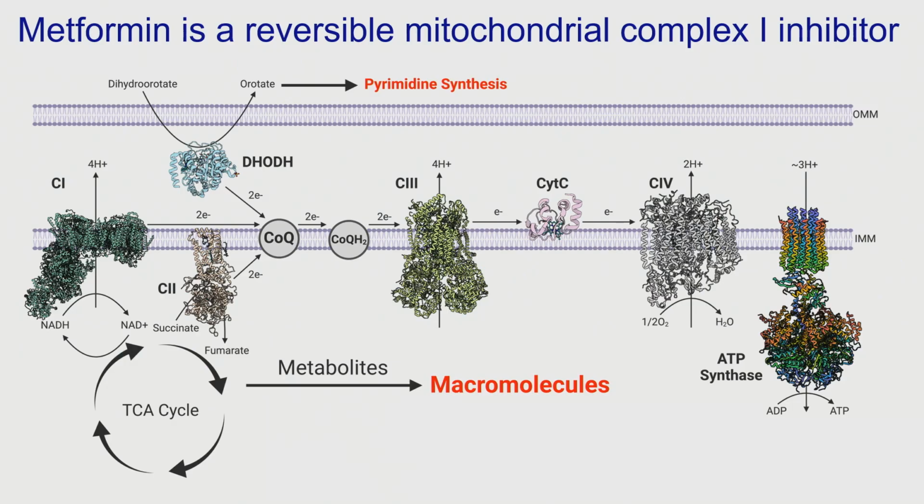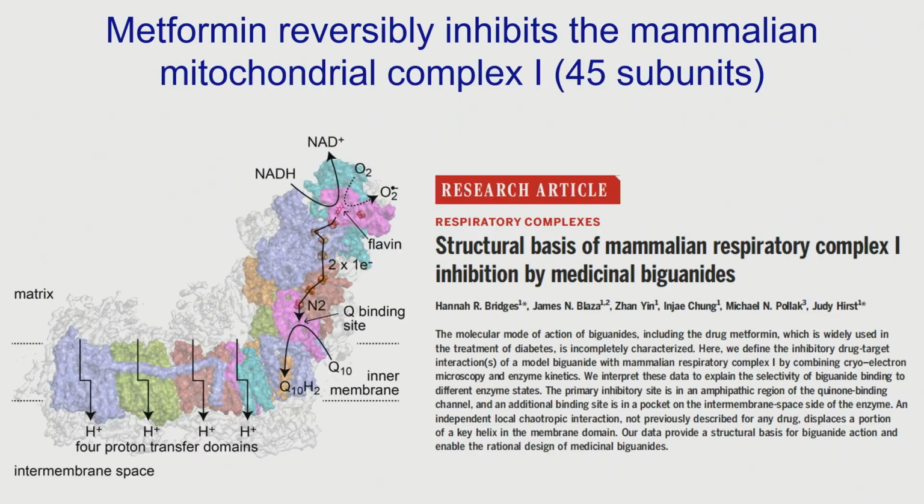So, obviously, mitochondrial complex 1 has been around for a long time as a putative mechanism. It reversibly inhibits mitochondrial complex 1, and then it pops off. So the key here is it's reversible.